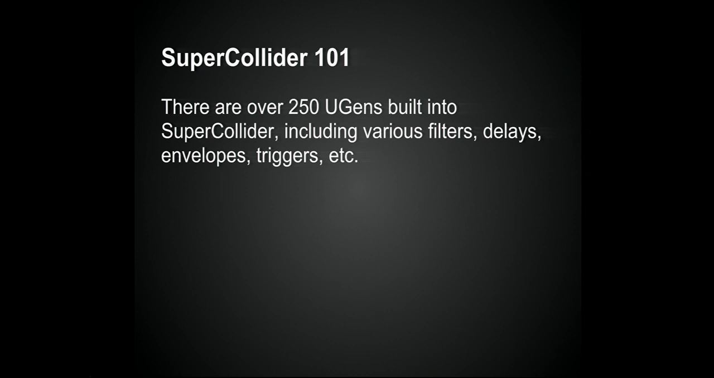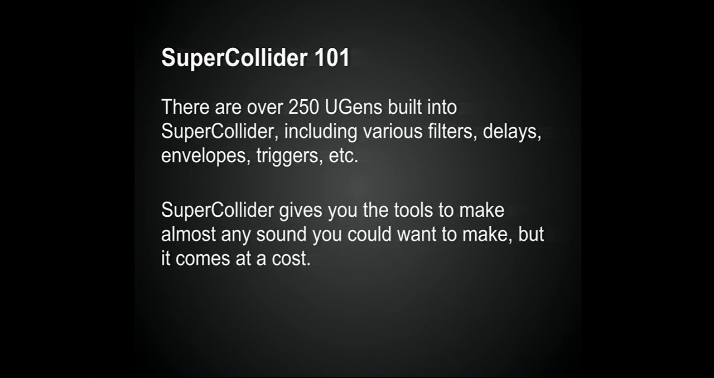So that's pretty much SuperCollider in a nutshell. There's over 250 different unit generators, and those include filters, delays, envelopes, and all these things. And it's a huge library of building blocks for constructing all sorts of different sounds. You can make almost anything that you can imagine, but it comes at a cost.